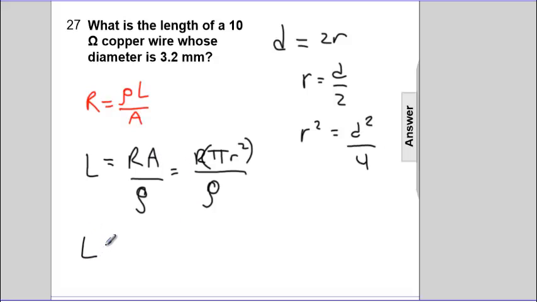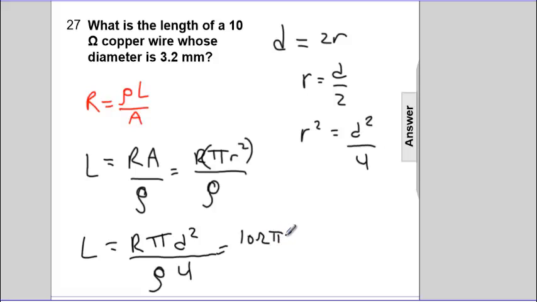So I'll rewrite. Length is resistance times pi. What is r squared? That's d squared divided by the whole shebang, divided by 4. And we still have that resistivity in the denominator. So what is resistance? That's 10 ohms times pi times the length, or equals the length.